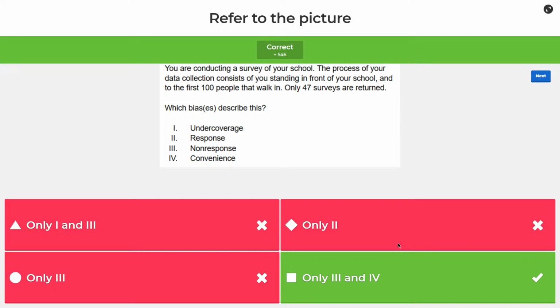Okay, so in this answer, you are given only 3 and 4, so non-response bias and convenience bias. Let's go one by one. The reason it's non-response bias is because you give it to the first 100 people that walk in, but only 47 return. So you have people who did not respond to the survey, which is basically non-response.